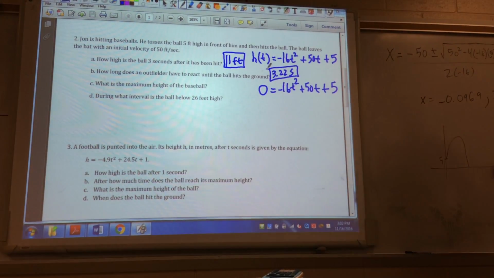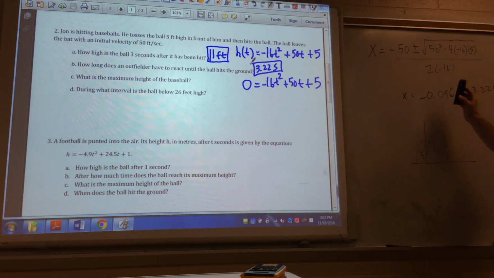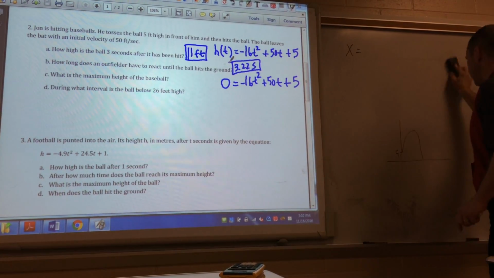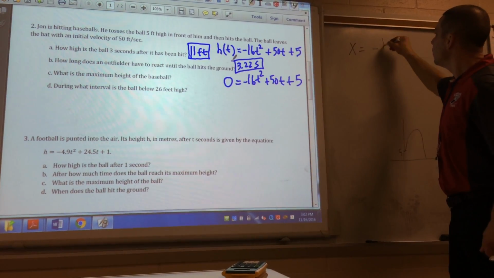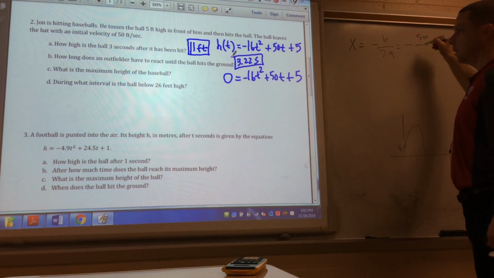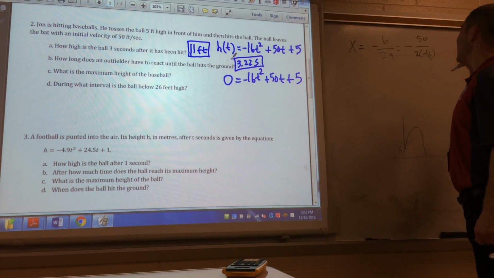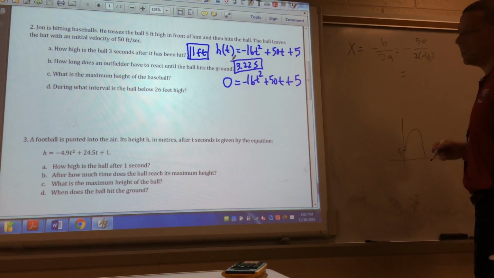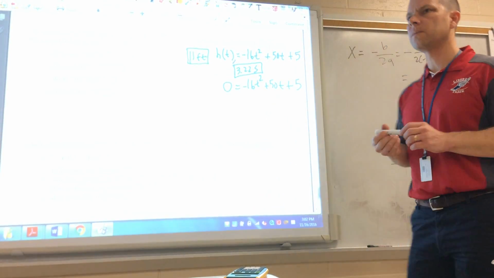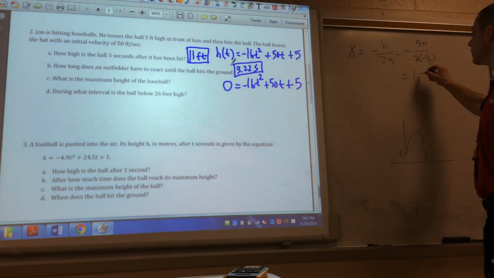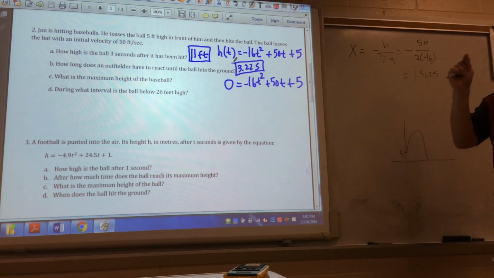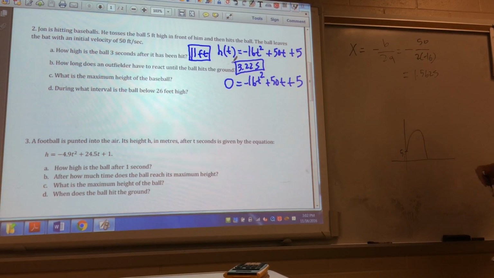How do we get the x-coordinate of the vertex? Negative b over 2a. So the x-coordinate of the vertex is negative b over 2a. In this case, we'll have negative b, which is 50, over 2 times negative 16. Negative and negative makes positive. What's 50 over 32? Let's take the decimal equivalent. 1.5625. So that's the x-coordinate of our vertex. That says at a time of 1.5625 seconds, the ball will be at its maximum height.